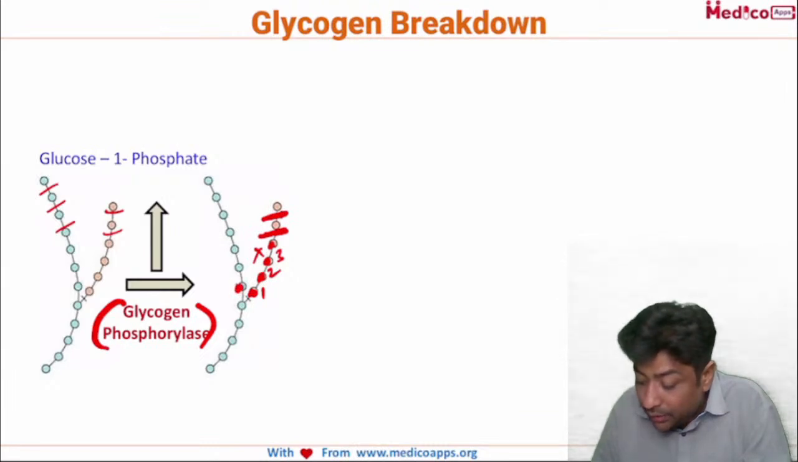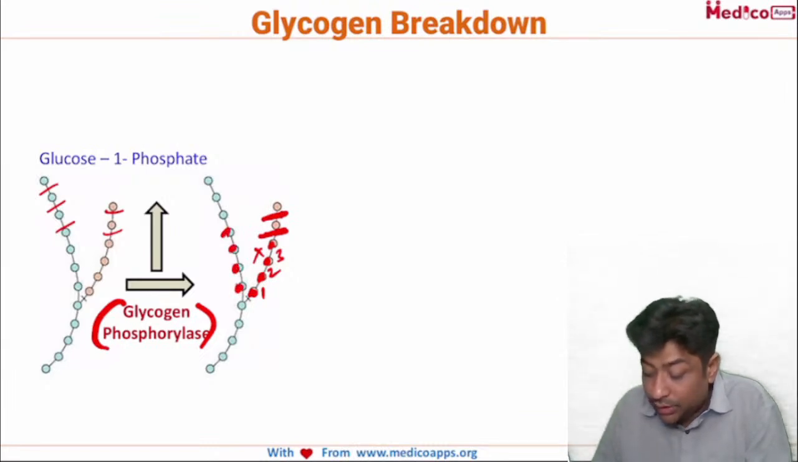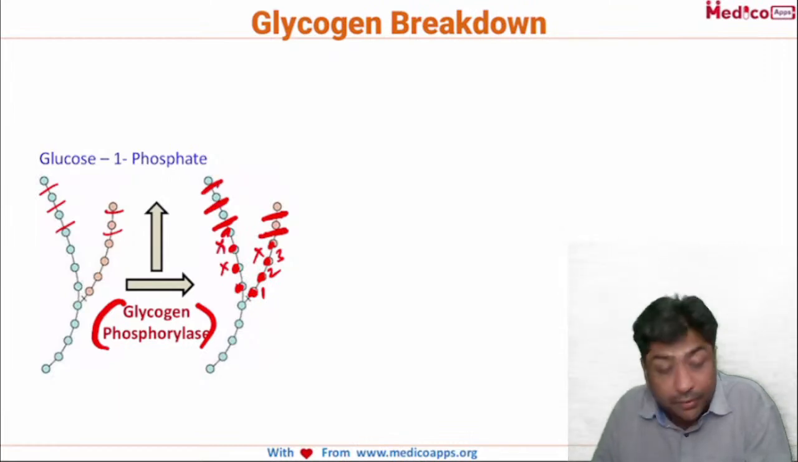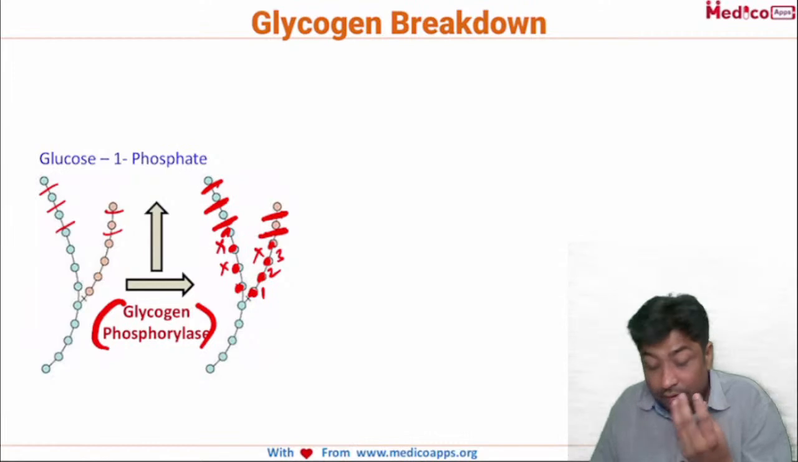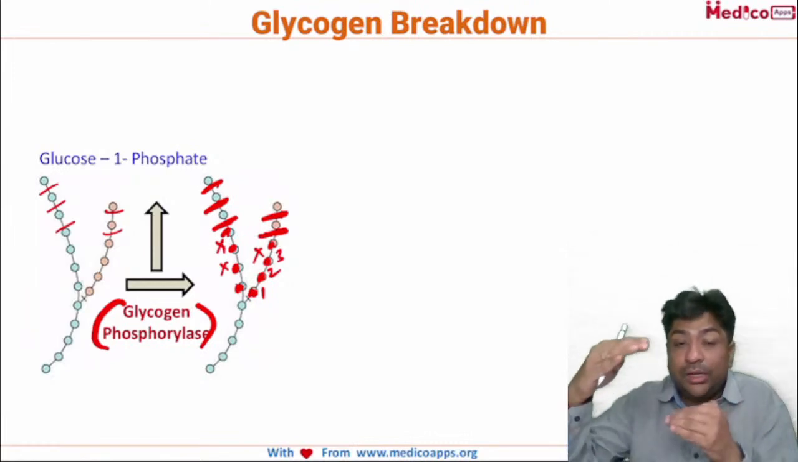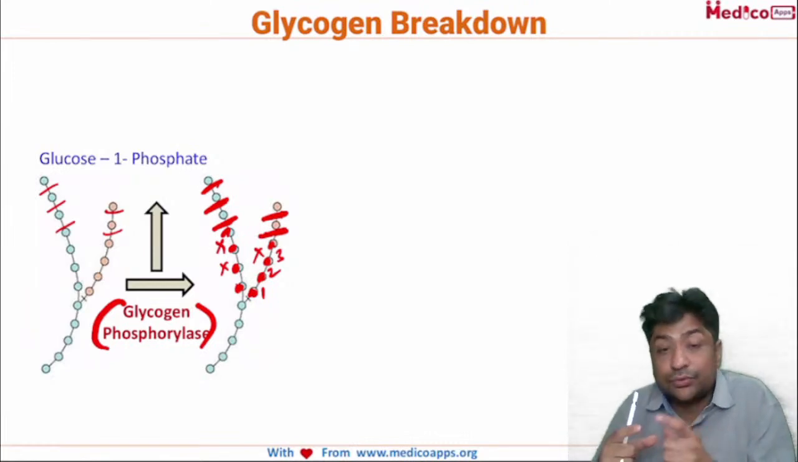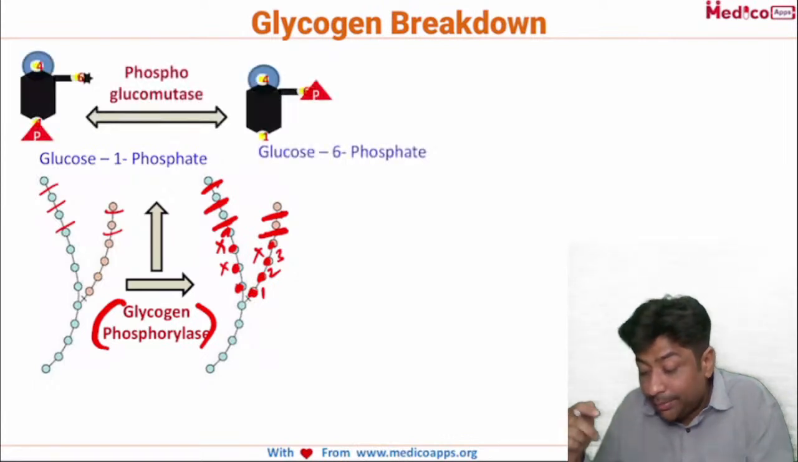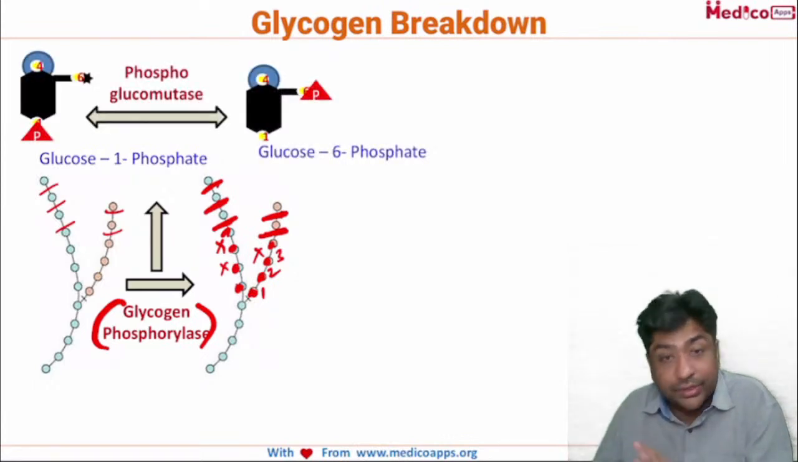Similarly, if you see 1, 2, 3, 4 residues, it can cut this bond, it can cut this bond, it can cut this bond, but it will not be able to cut this bond. So glycogen phosphorylase can cut only up till the last 4 residues. The last 4 residues it cannot cut. Then what happens? We'll see how the last 4 residues are cut.